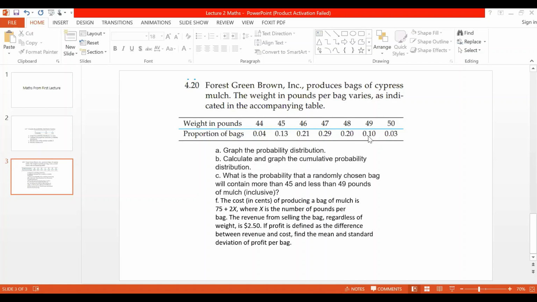Again, I'm repeating the question. What is the probability that a randomly chosen bag will contain more than 45 and less than 49? So more than 45, that means starting from here, less than 49 till here, but it says inclusive. That means till 49 I have to take. 46, 47, 48, 49. Let's go to the solution.